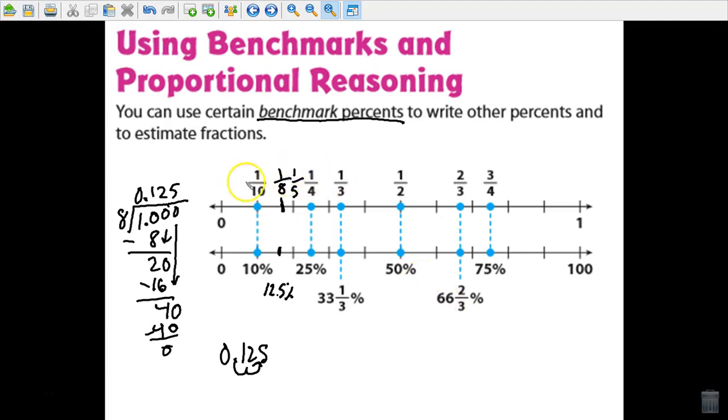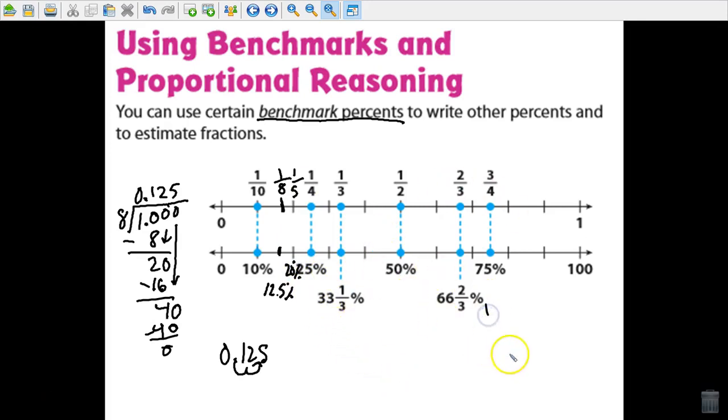So if 1/10 is 10% and then 2/10 equals 1/5, that would just be 20%. 1/4 would be 25%, and so on and so forth.